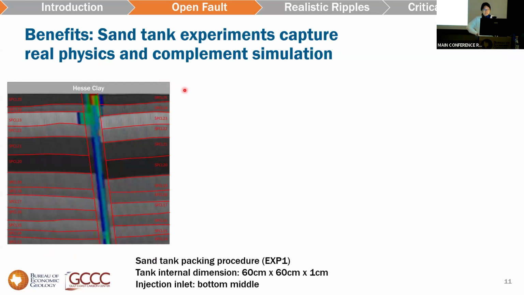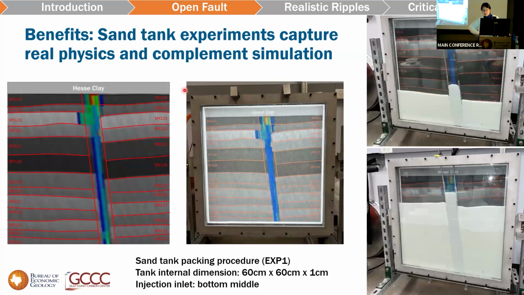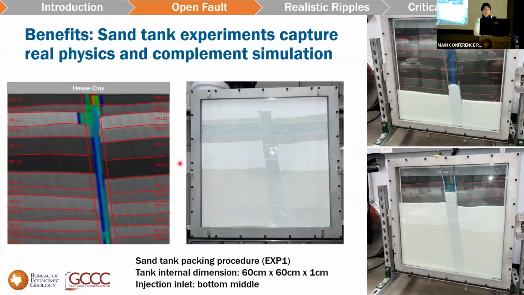So what I did here is that I extracted a 2D cross-section from their 3D geologic static model, printed it out, and then glued it to the back of my sand tank, and then manually packed this high permeability fault and all the surrounding layers by mixing different grain sizes of glass beads in order to best mimic the permeability contrast in between these different layers. And as a result, here you see the sand tank domain for experiment number 1.